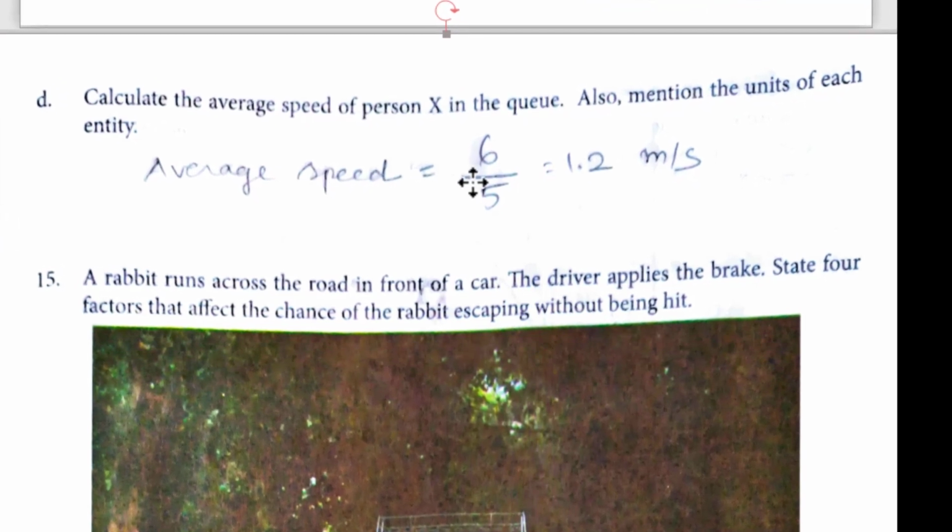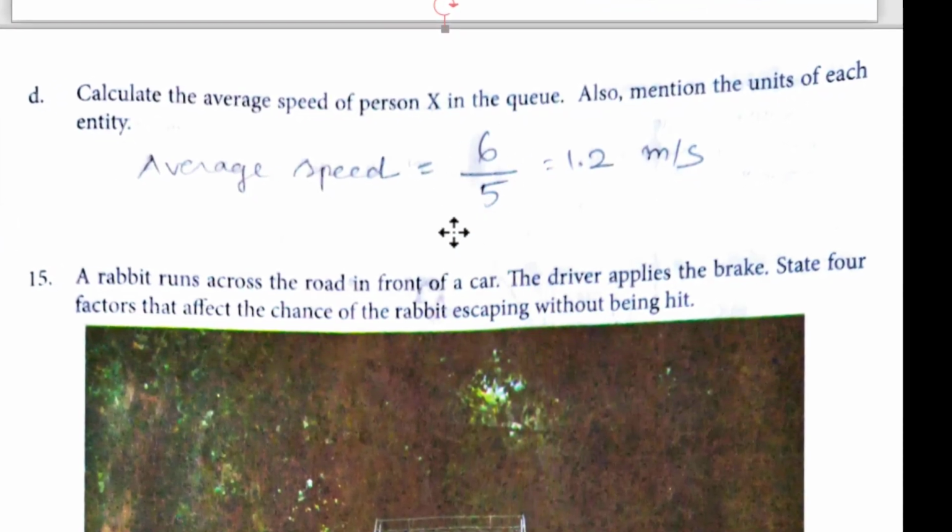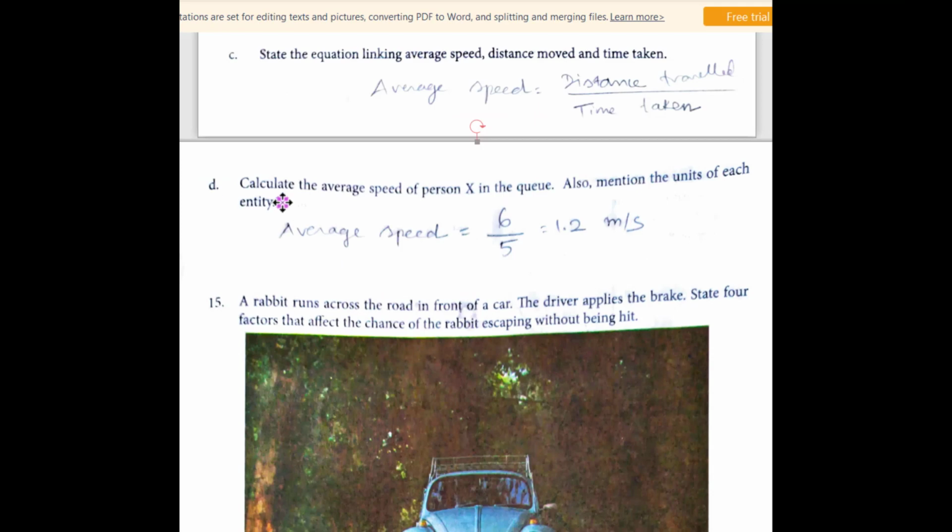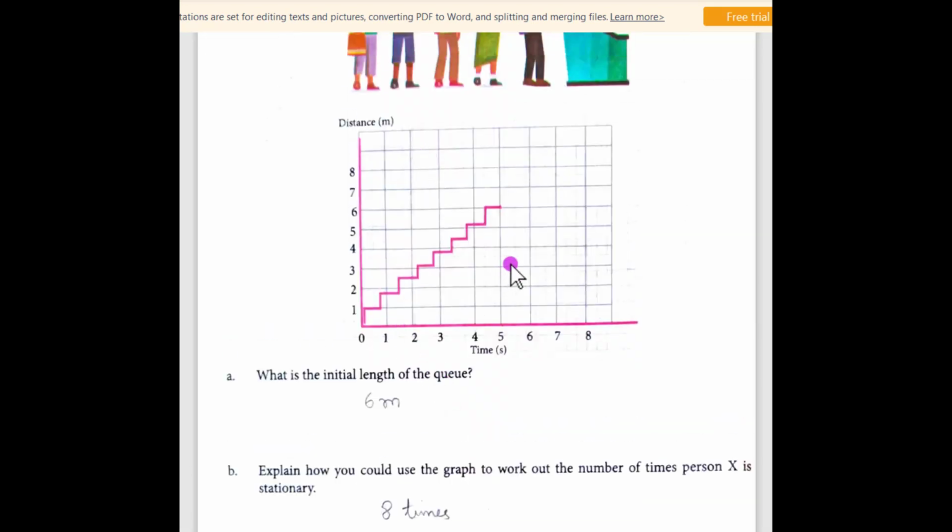Average speed is equal to 6 by 5. Then the distance, calculate the average speed of the person X. They are asking about the person X. We know that the distance traveled is 6 and the time taken, draw a line here, it is 5 seconds. So 6 by 5 is equal to 1.2 meter per second. This will give you the average speed of the person X.